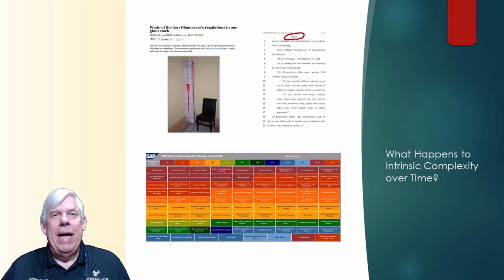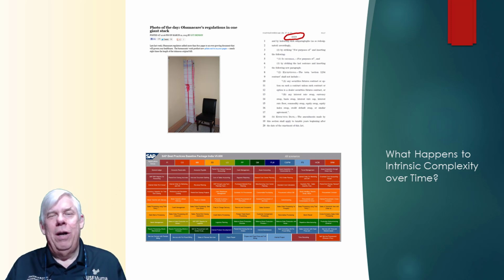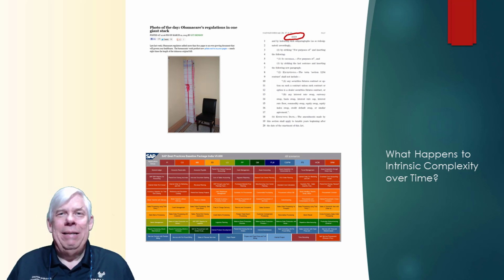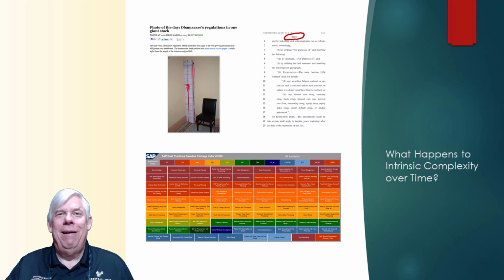Now, one of the indicators that I mentioned for intrinsic complexity is the number of rules. And one of the things that we see with intrinsically complex tasks is that over time, the number of rules tends to get larger and larger. And one of the things that you will therefore see is that representing these tasks gets more and more complicated.